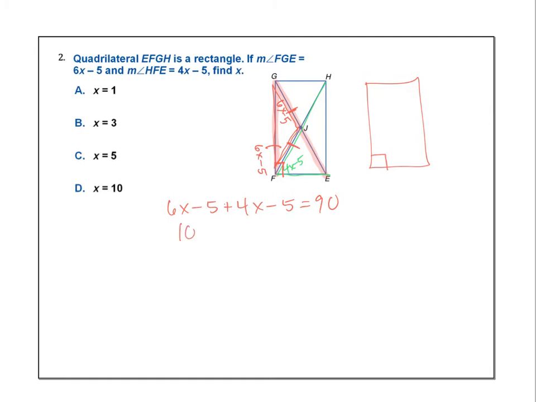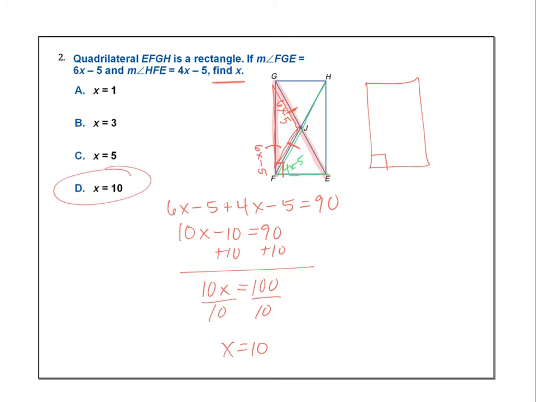So then combine your like terms. We have 10x minus 10. Add 10. Then we get 10x equals 100. Divide by 10, x equals 10. And go back and look at your question. It says find x. We did that. Haha, it's one of our choices. So D is our answer.